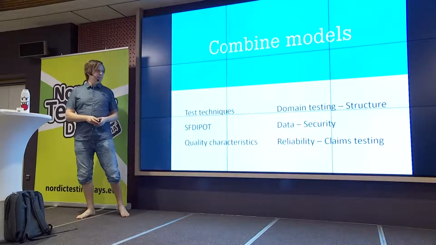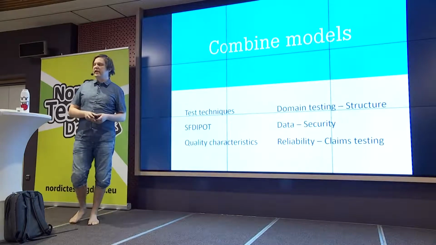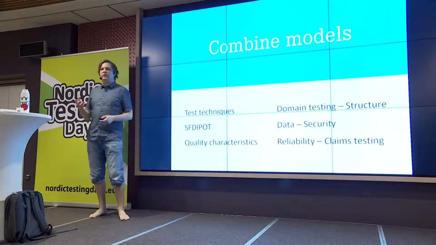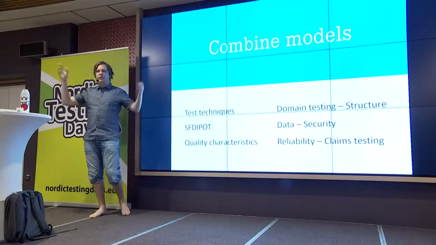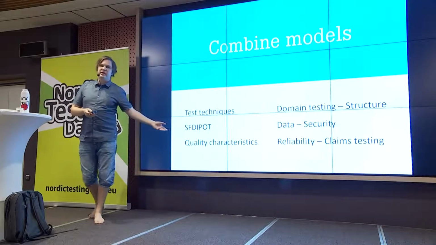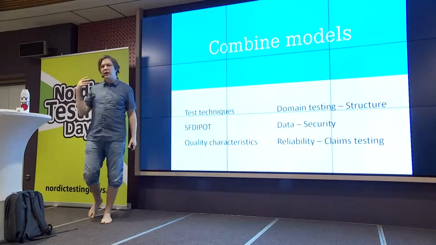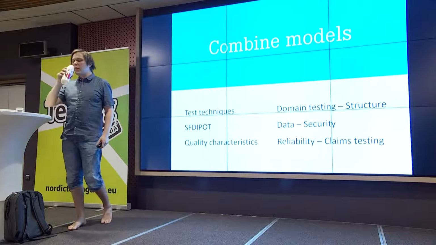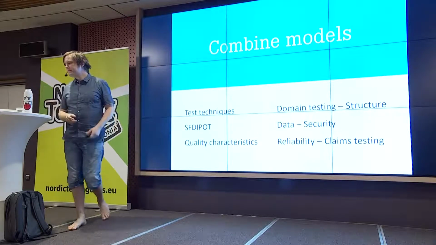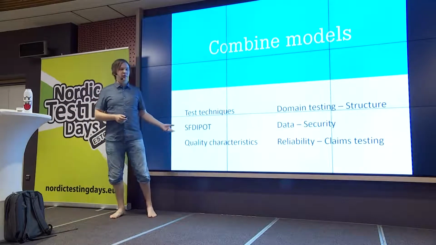To take it even further, we talked about test techniques. SFDPO: structure, function, data, input, platform, operations, and time. It's a model to think about the application from many different angles or perspectives. Quality characteristics are different aspects of quality, different parts of quality that you might want to think about when you test. These are very good tools on their own. A lot of testers use them on their own.